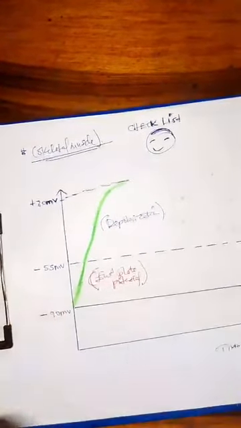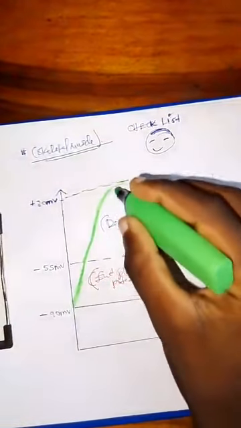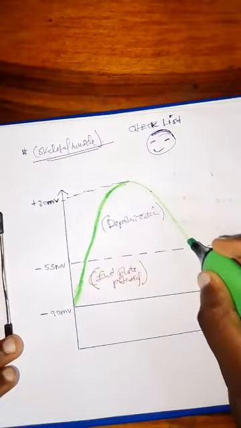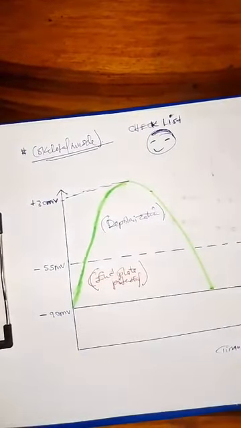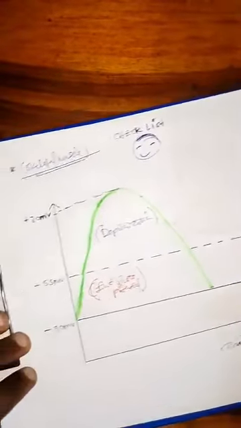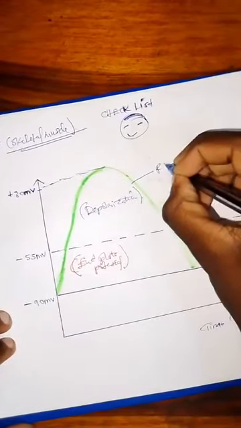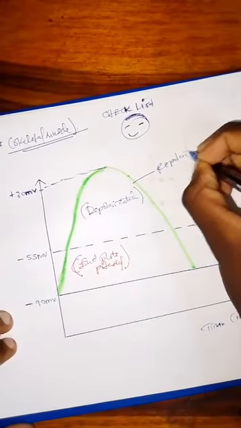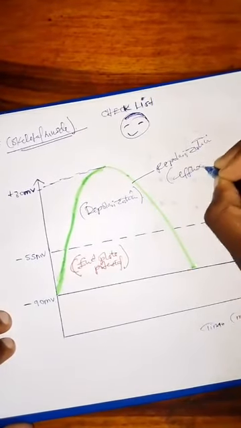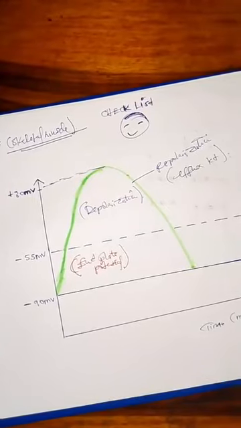So now the graph, when cations start leaving the cell, will start dropping like this until it reaches the resting membrane potential. What is the resting membrane potential? It's negative 90 millivolts. This stage is repolarization, that is the efflux of potassium ions.